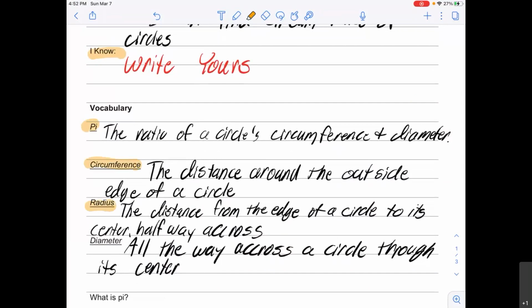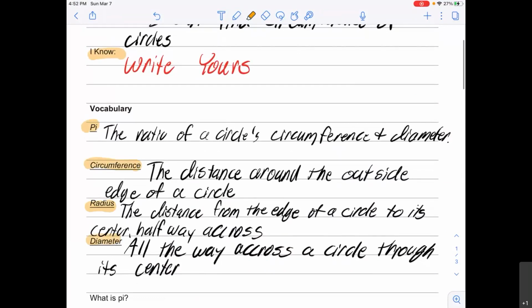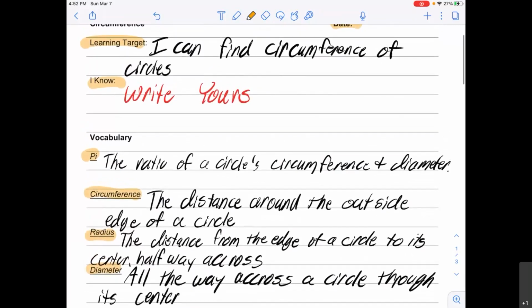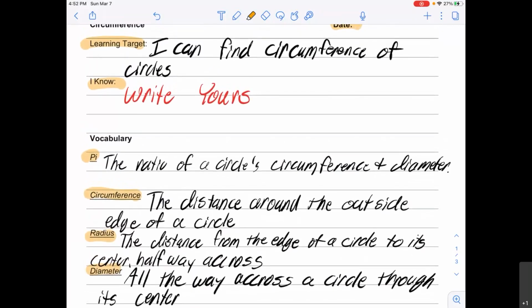Next is radius. Radius is the distance from the edge of a circle to its center, halfway across the circle. And then finally is diameter. Diameter is all the way across the circle through its center. So get all of that written down, pausing the video here, and then restart when you are ready to go.